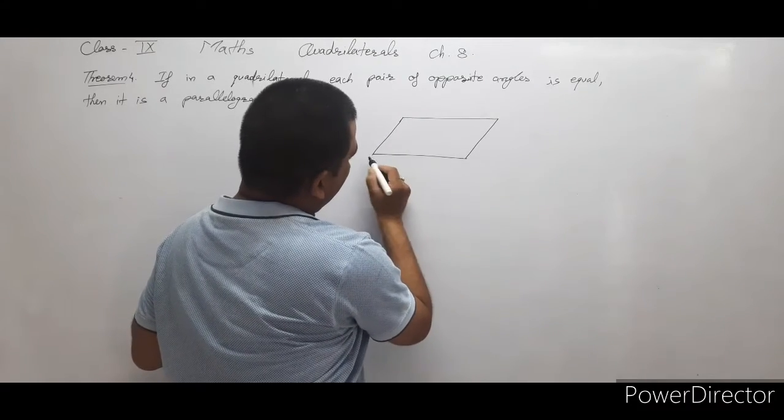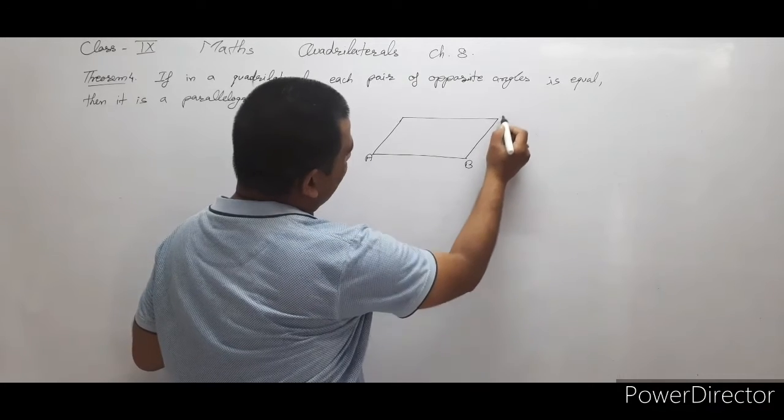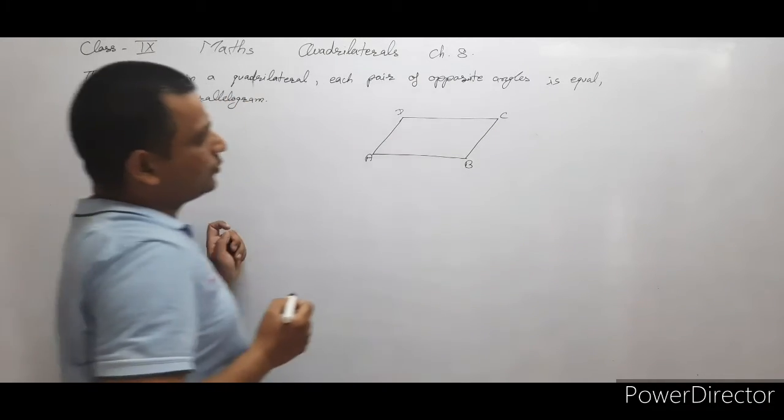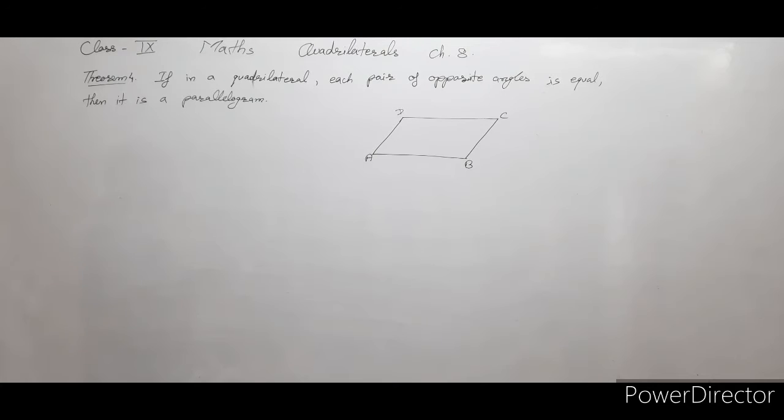Whenever we want to prove that any quadrilateral is a parallelogram, either we have to prove that opposite sides are equal and parallel, then it is a parallelogram, or we can prove that angle A equals angle C and angle B is equal to angle D. If the pair of opposite angles are equal, then also we can write that the quadrilateral is a parallelogram.